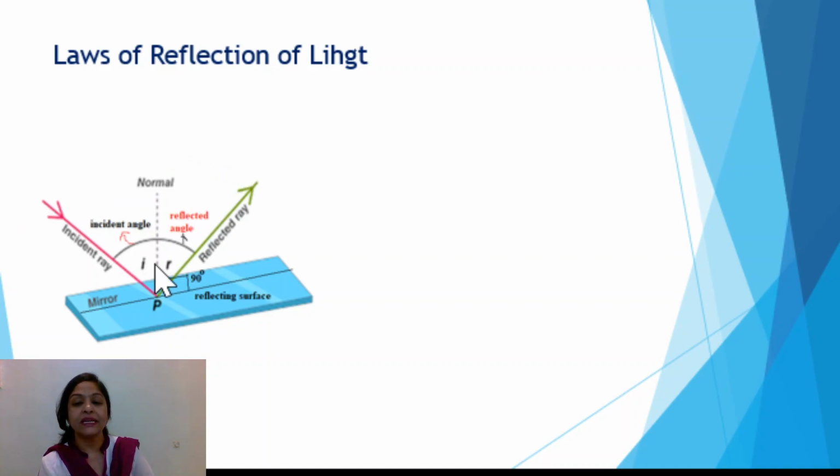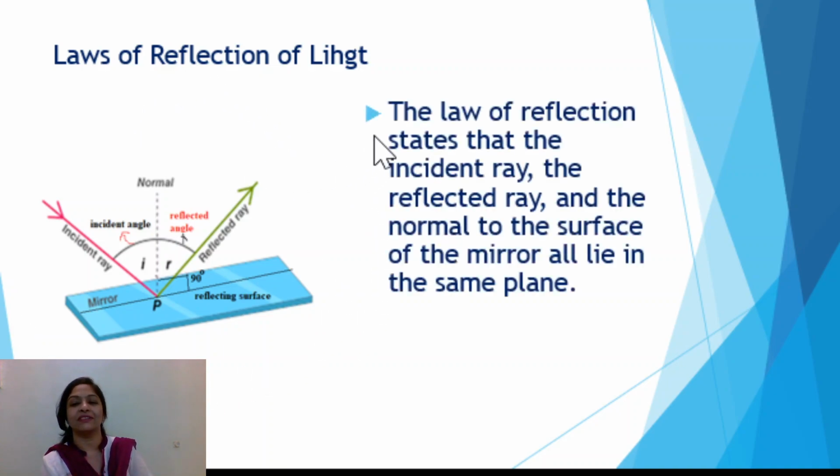So this incident ray is making some angle with the normal, and that is called the incident angle. And the reflected ray is also making some angle with the normal, and that is called the reflected angle, or angle of reflection. So what are the laws of reflection? Both rays, the incident ray and the reflected ray, as well as the normal, we can see on the same plane. So this is the first law.